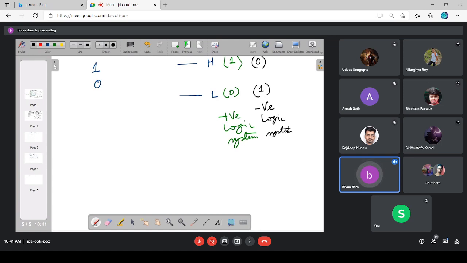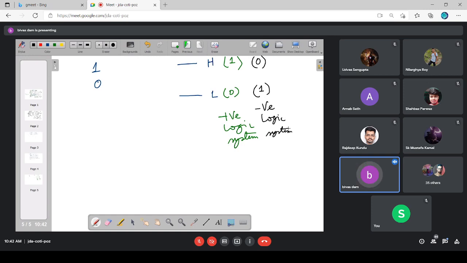So I have to first ask the corresponding student which logic system you have followed. Then only I will be able to check the answer script. So that's why the universally standard logic system is the positive logic system. That's the default logic system. And if you specifically go for the negative logic system, that has to be mentioned specifically.